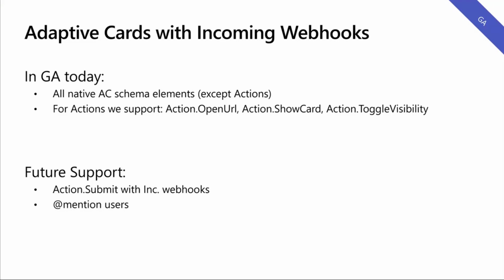Within actions, actions.openURL, actions.showCard, and actions.toggleVisibility will be supported today. For future support, we are working on action.submit and the ability to add mentioned users. And check out the Ignite talk for more content related to adaptive cards.